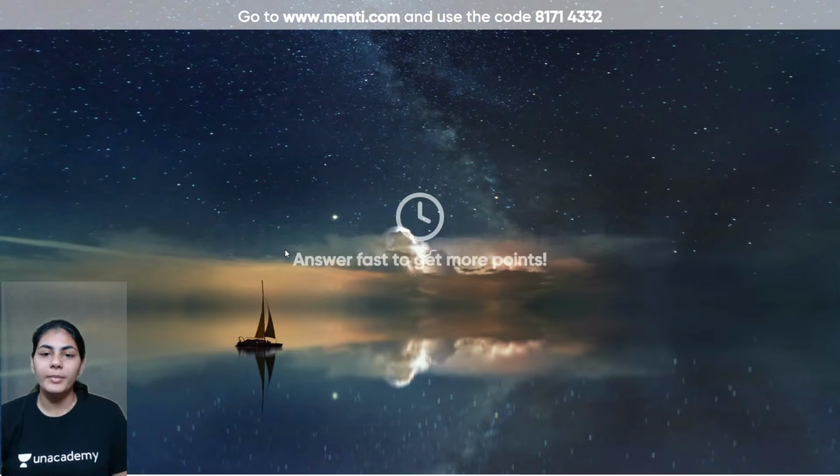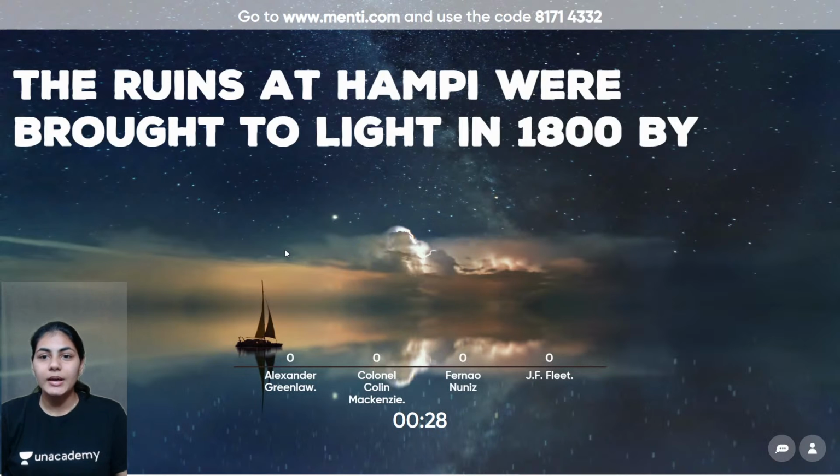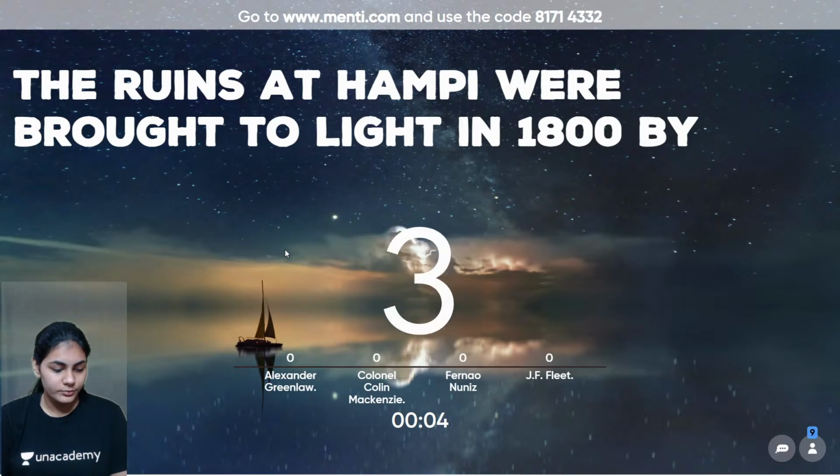Okay, question 18. The ruins at Hampi were brought to light in the year 1800 by whom? Was it Alexander Greenlaw, Colonel Colin Mackenzie, Fernando Nunes or J.F. Fleet? Who actually discovered the ruins of Hampi? That's the question. Again, a fairly simple one, I'm assuming.